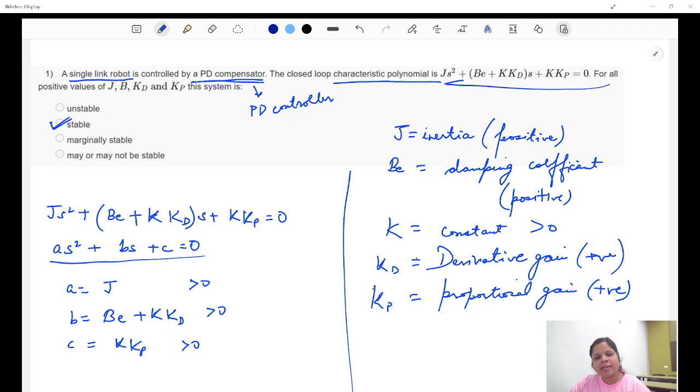The second option is stable, because both the roots will have a negative real part. Since all the coefficients are positive, the system is asymptotically stable. The third option is marginally stable. It's wrong because marginal stability occurs when there are purely imaginary roots, which does not apply here, and it may or may not be stable, it's ambiguous, and that is not happening because we have the direct answer here. So your final answer is stable.